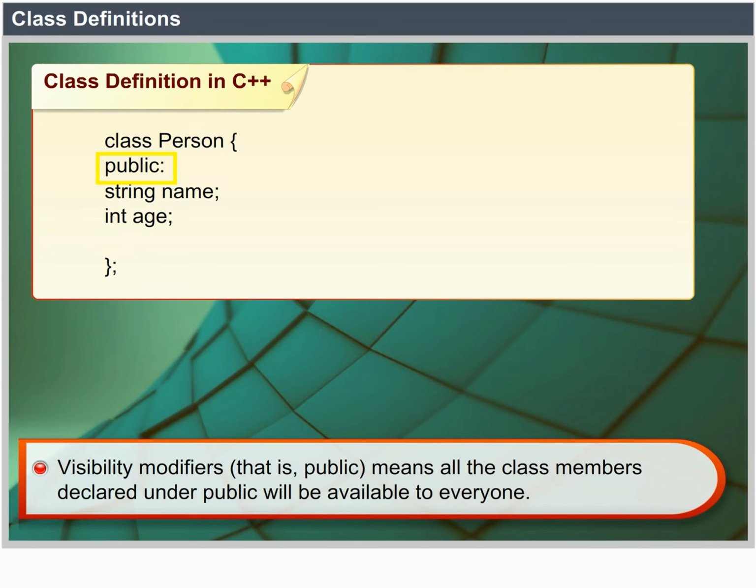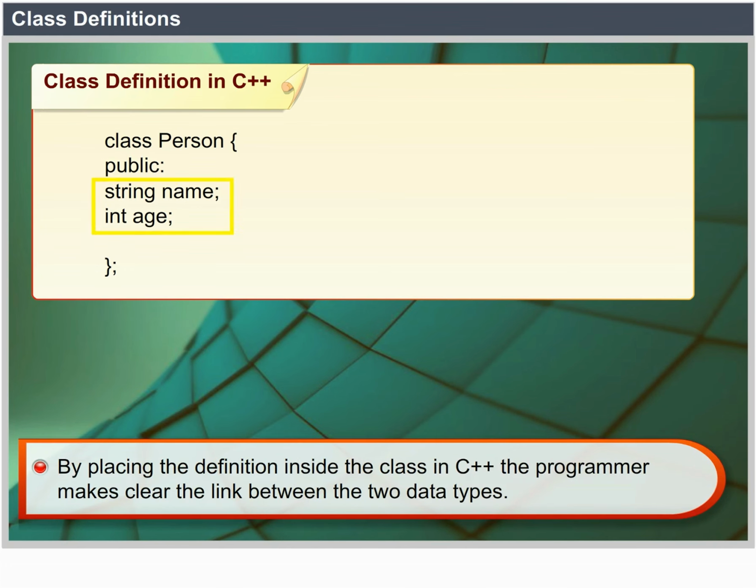Visibility modifiers: public means all the class members declared under public will be available to everyone. By placing the definition inside the class in C++, the programmer makes clear the link between two data types.